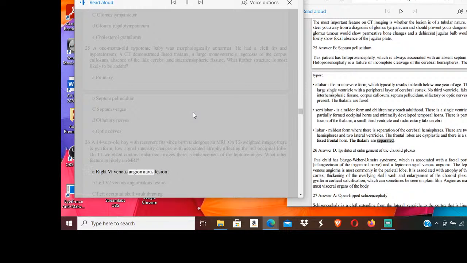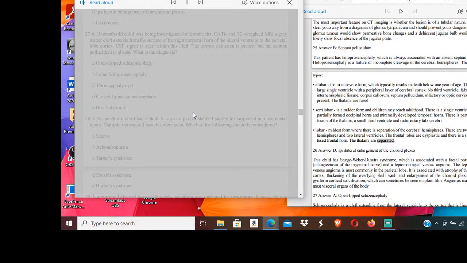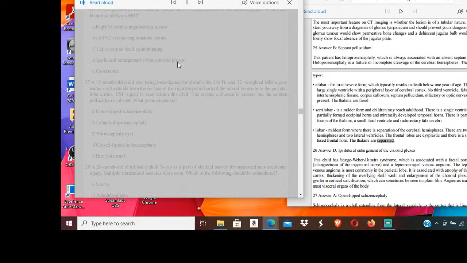A. Right V1 venous angioma lesion. B. Left V2 venous angioma lesion. C. Left occipital skull vault thinning. D. Ipsilateral enlargement of the choroid plexus.